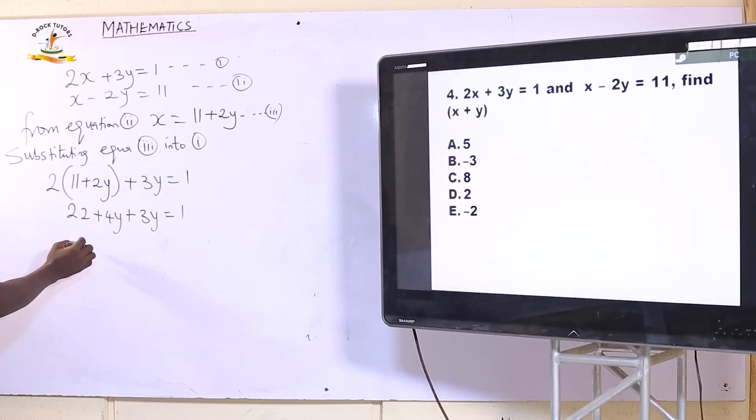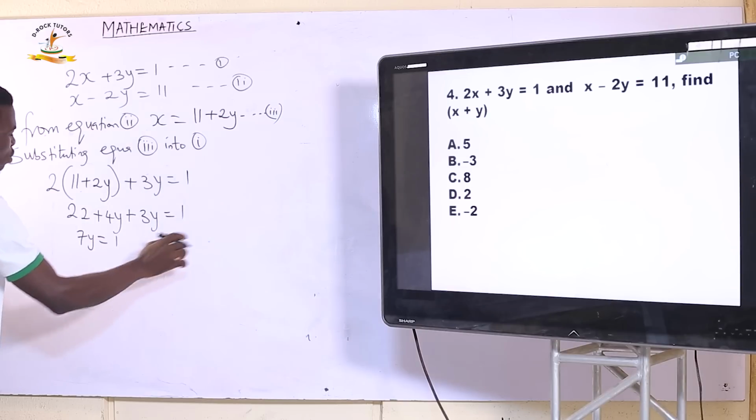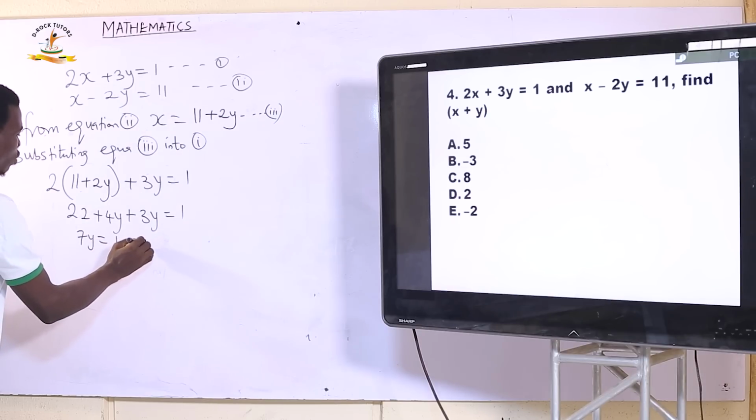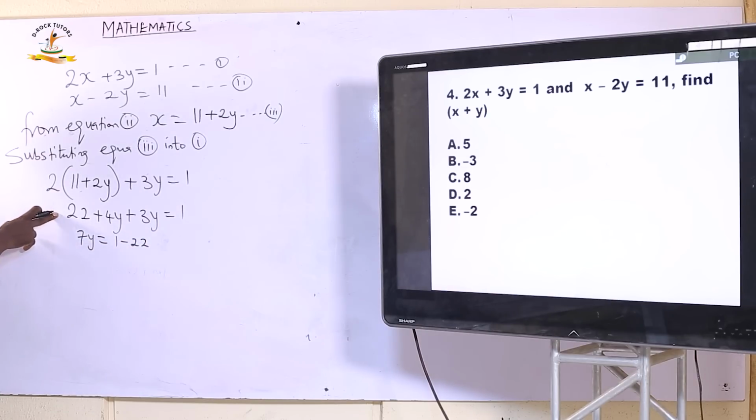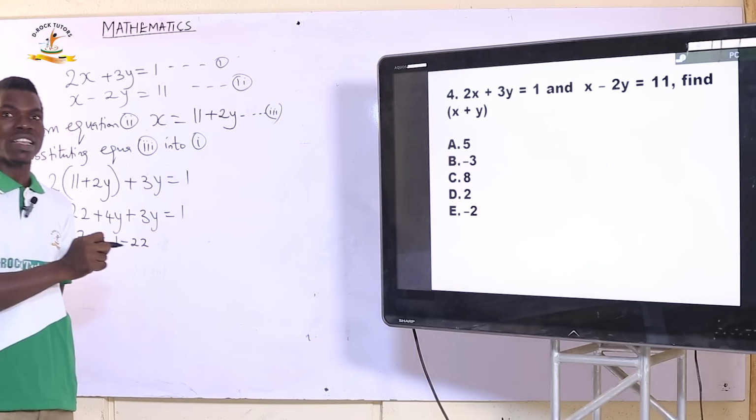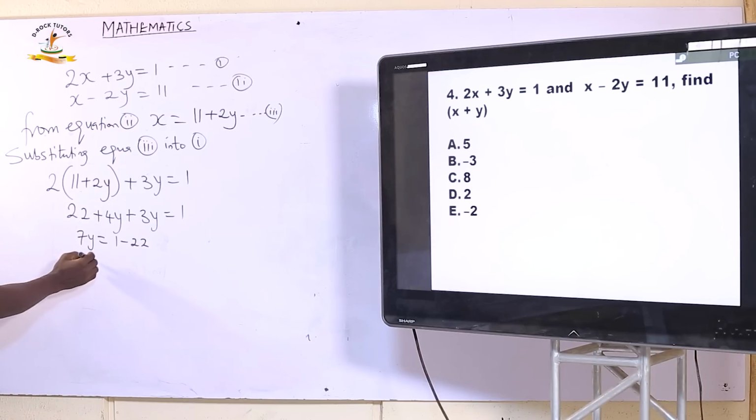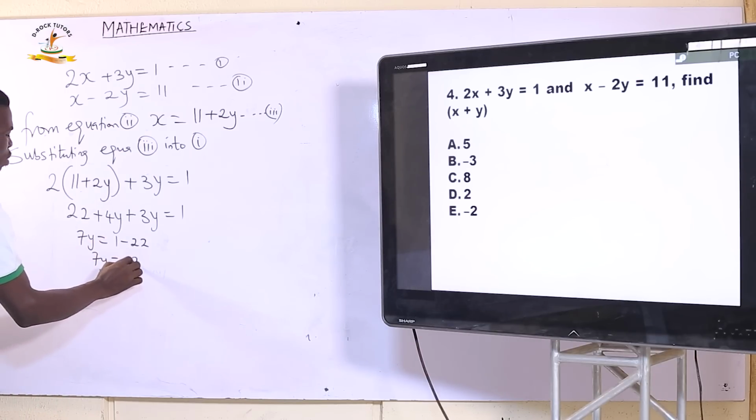And we say 4y plus 3y is 7y. I write 7y equals 1. Then I bring 22 here, and it becomes minus 22, because there is a plus in front of 22. As a mathematics student, you should see that coming. So I have 7y equals minus 21.